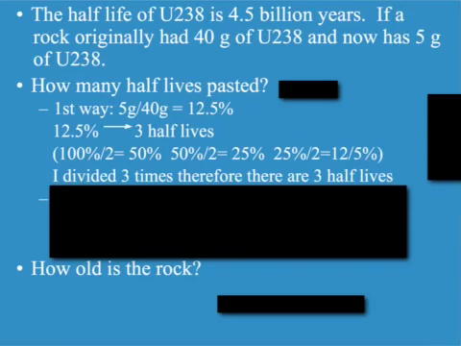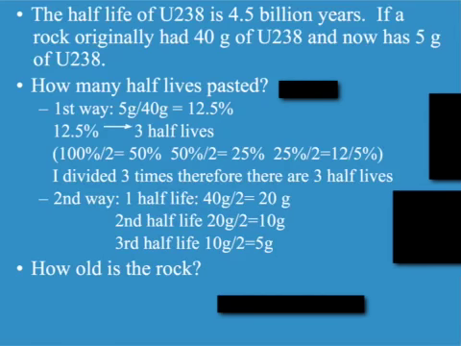The first way, you can take 5 grams divided by 40 grams. So what we have left divided by the original, that's going to give you 12.5%. 12.5% equates to 3 half-lives. How do I know that 12.5% means 3 half-lives? Well, if we start out with 100 and divide it by 2, we get 50. If we take 50 and divide it by 2, we get 25. 25 divided by 2, we get 12.5. So this was 1, 2, 3, so 3 half-lives.